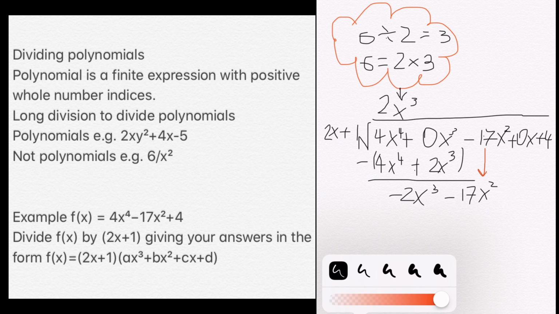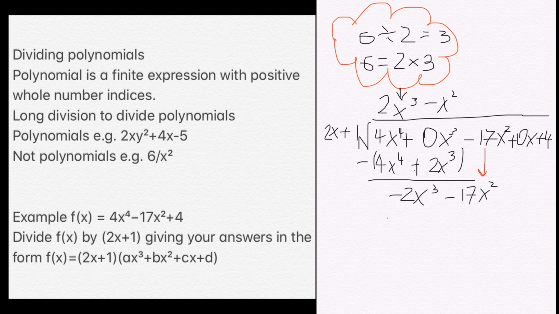Therefore, if we subtract it, we'll get negative 2x cubed minus 17x squared. The minus 17x squared comes from the top, where you will move one term down. Then you will divide 2x into negative 2x cubed, and you get negative x squared, and you would write it on top of the division. And so negative x squared times 2x gives us negative 2x cubed, and negative x squared times 1 is negative x squared.